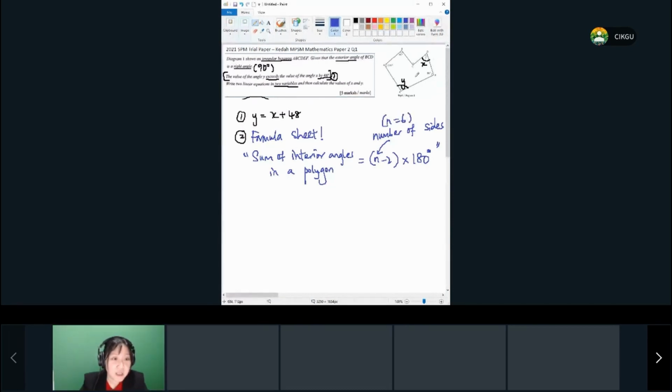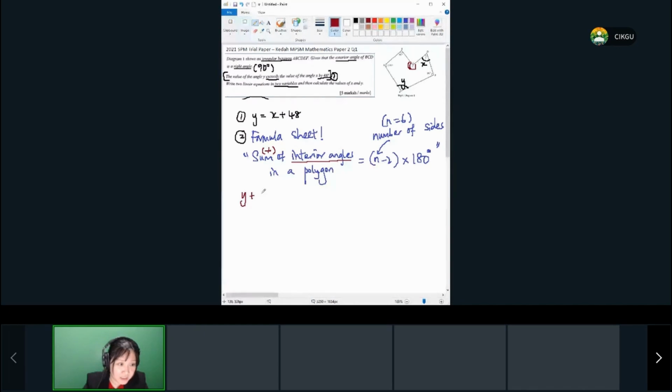Okay, it's a hexagon. So what does sum of interior angles mean? Sum, just like I said already, means add everything up. Add what up? Add the interior angles. Sudut pedalaman. Look at this, all these angles inside, not outside. The 90 degrees is outside, right? So I want the inside. So y plus 96, let me just write it down.